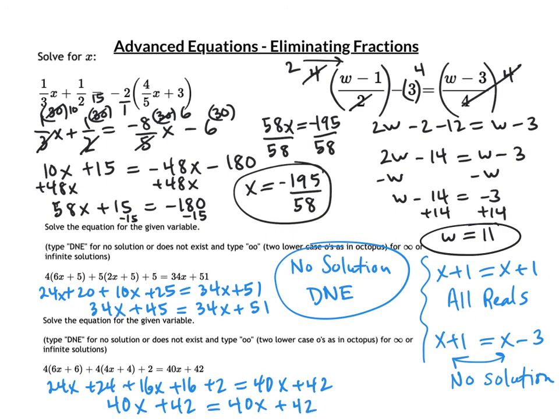And I'm adding 42 on both sides. So this will always be true. This has infinite solutions. So as I said, our book would prefer the answer of all reals. In WAMAP, type a double o and you get an infinity symbol. So all reals is our answer.